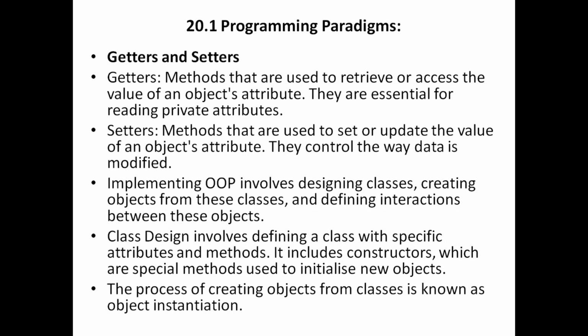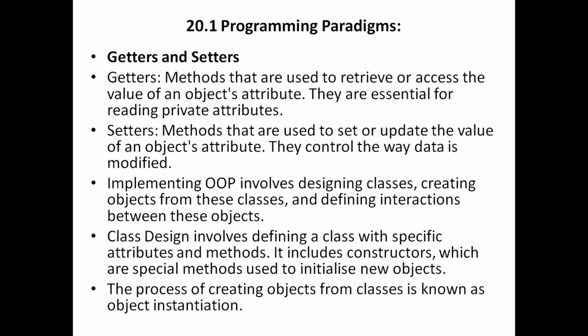Getters and setters. Getters are methods that are used to retrieve or access or print, you can say, attributes or variables or objects, whatever you want to say. They are essential for reading private attributes. Setters are methods which are used to set or update or assign values to variables inside the class or objects inside the class.